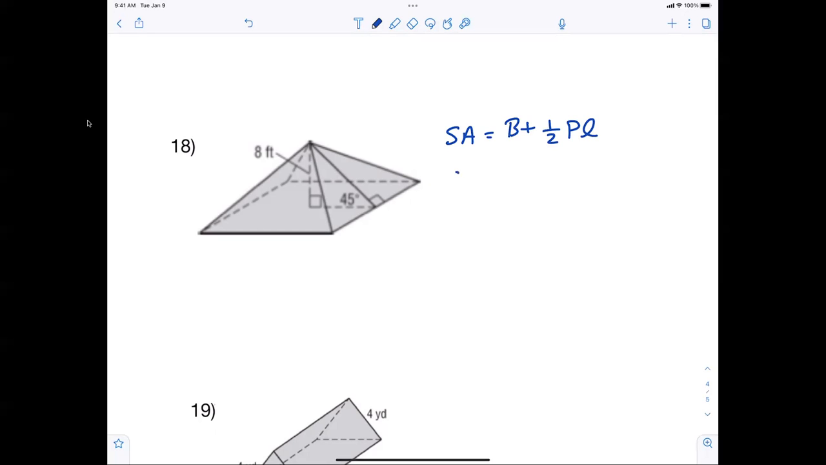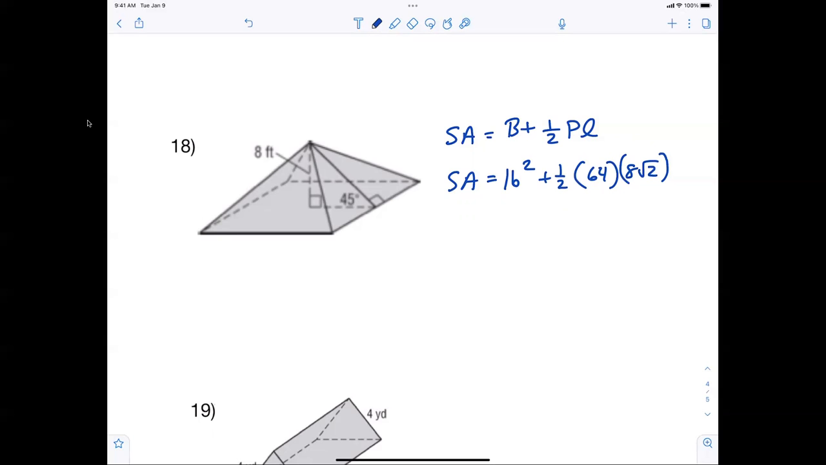So I need some help. Surface area. Somebody tell me what the base shape is. A square. So now what's the side length of the square? Anybody have a problem with that? All right, so we have 16 squared plus 1/2. What's the perimeter? 64. And then someone tell me quickly what the slant height is. 8 radical 2. Good job, guys, if you know that. Anybody need help with 8 radical 2?